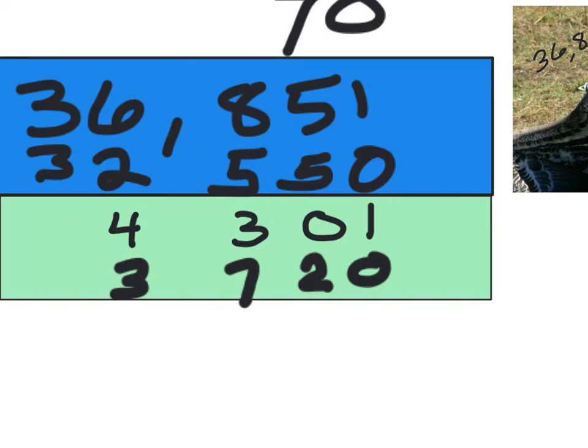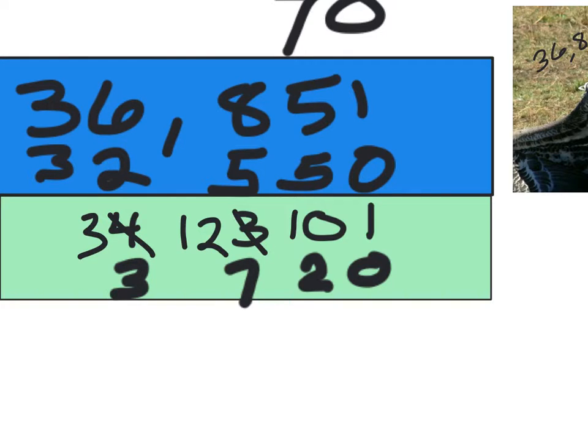look for any trouble coming. I got no trouble here. I do have trouble coming here, so I'm going to borrow from the 3, turn that into a 2, and turn that 0 into 10. I got more trouble coming here, so I'm going to borrow from this 4, turn it into a 3, and turn that 2 into 12.